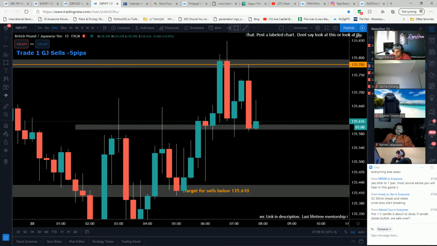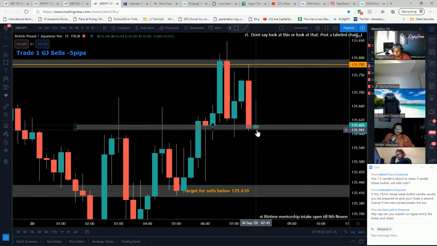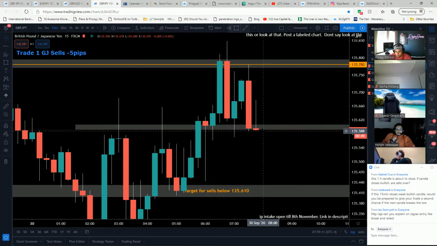This 1 hour candle is about to close. If the candle closes bullish, our sell's over. I think sells are going to be below this low here, 135.590. I think that's where the sells are going to come in. Hopefully New York Open is going to give us some nice sells.